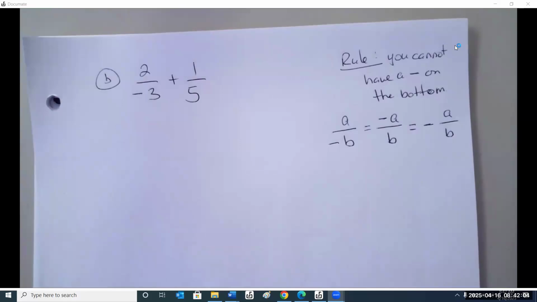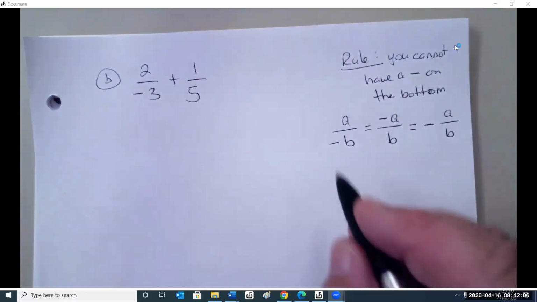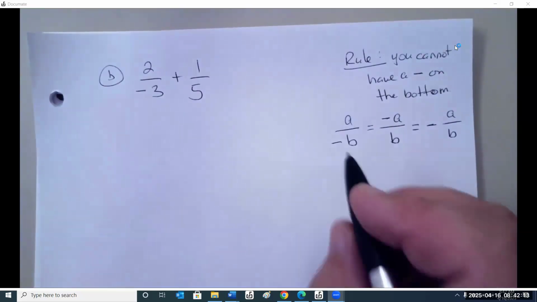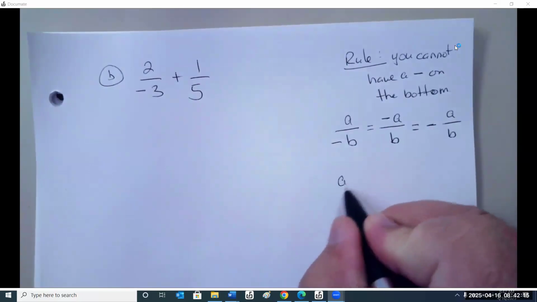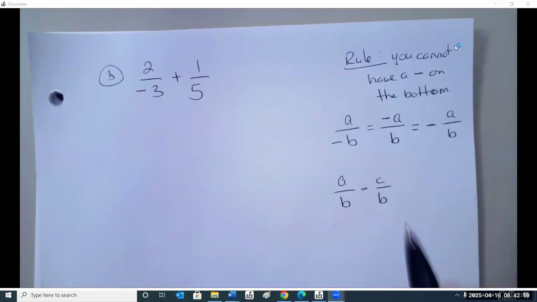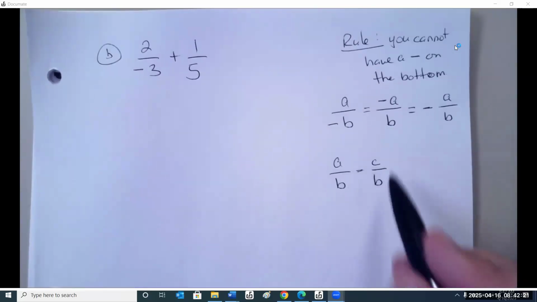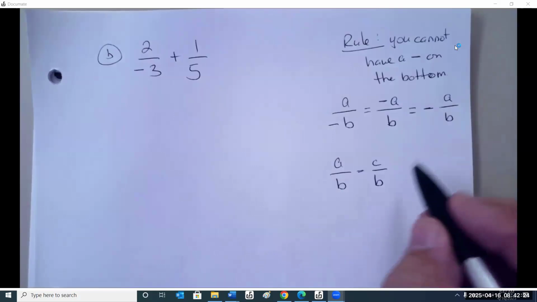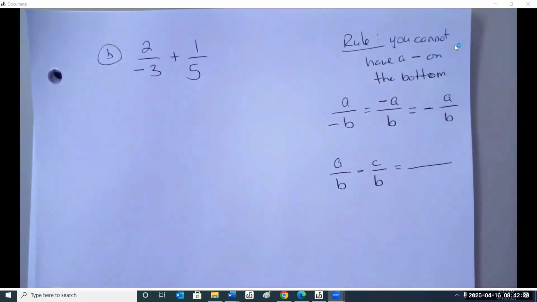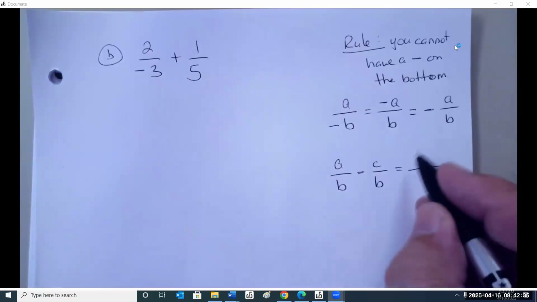Now, the reason why you can't have negatives on the bottom is because of the rule we just talked about. We define it in the next section. We do subtraction, but if you subtract two fractions and they have the same denominator, what goes on the bottom? Whatever is the same. What goes on top?